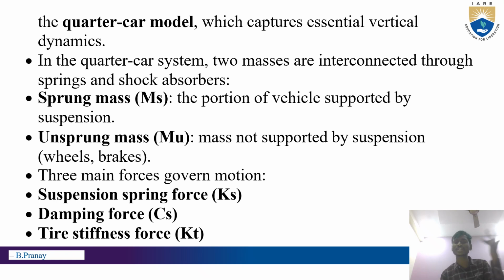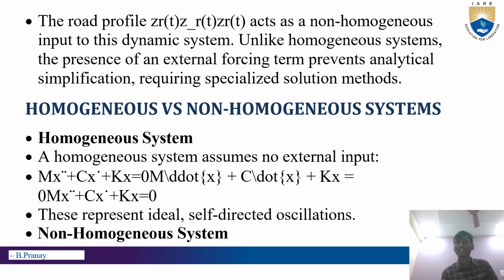The three main forces that govern motion are ks, the suspension spring force, cs, the damping force, and kt, the tire stiffness force. The road profile zr(t) acts as a non-homogeneous input to the dynamic system. Unlike homogeneous systems, the presence of external forcing terms prevents an analytical simplification, requiring specialized solution methods.